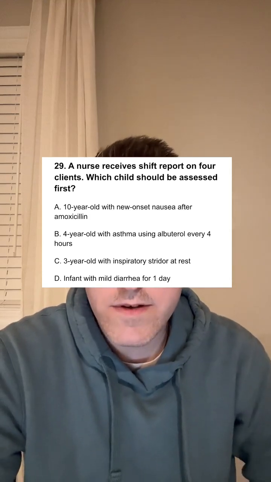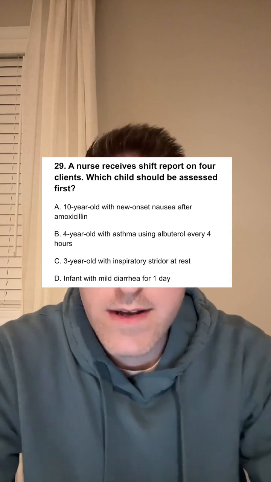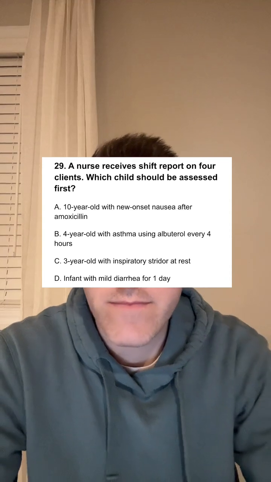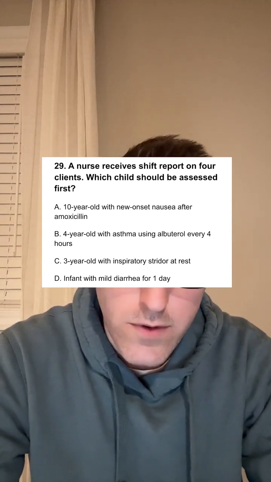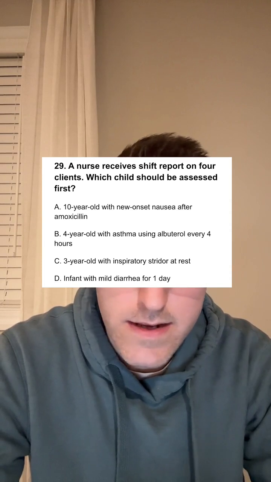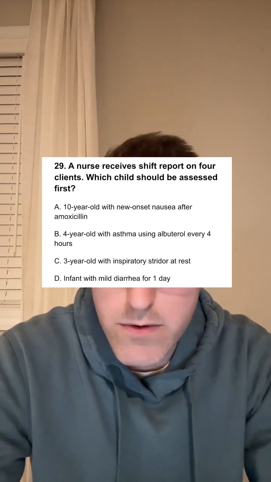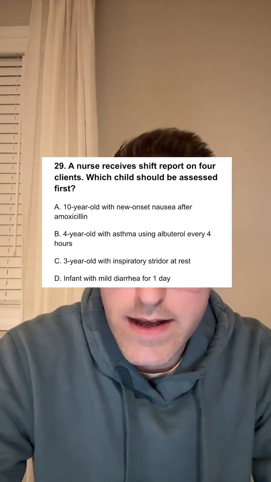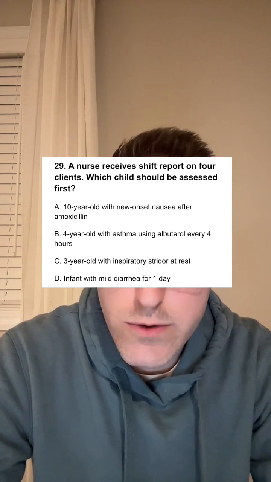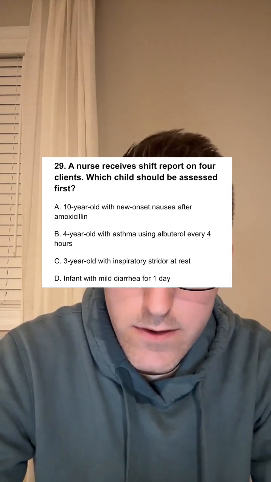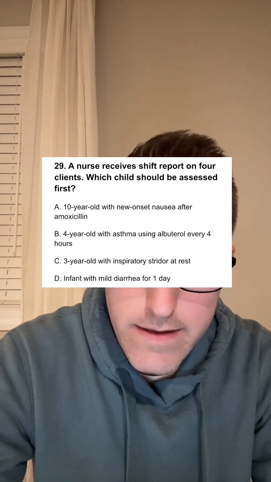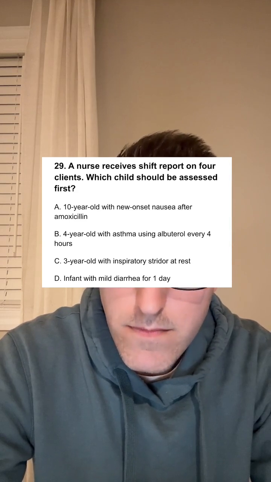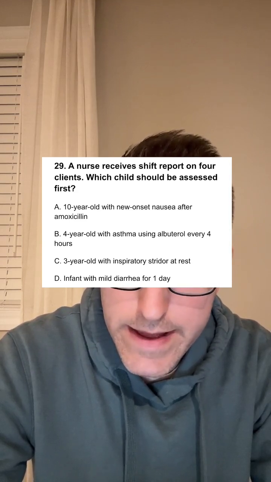All right, so you received shift report on 4 clients. What child should be assessed first? We're looking at ABCs. Which one is least stable, and airway's going to win here, right? So that 3-year-old with inspiratory stridor indicates that there's some sort of impending airway obstruction. So it's not A. Those are just mild GI side effects, and those are common when we're talking about antibiotics. So not A.